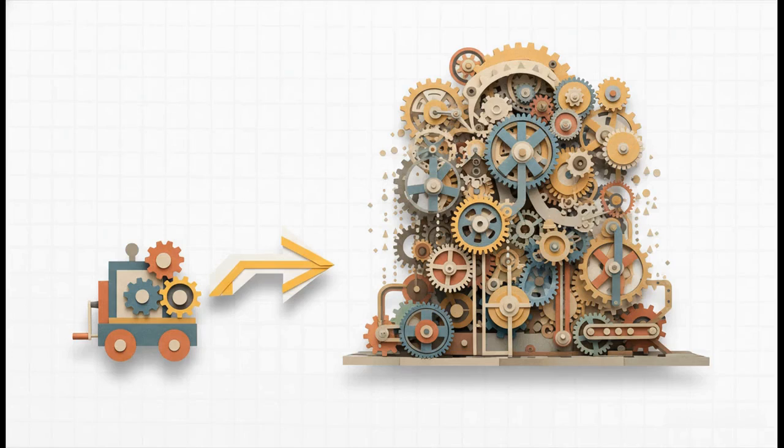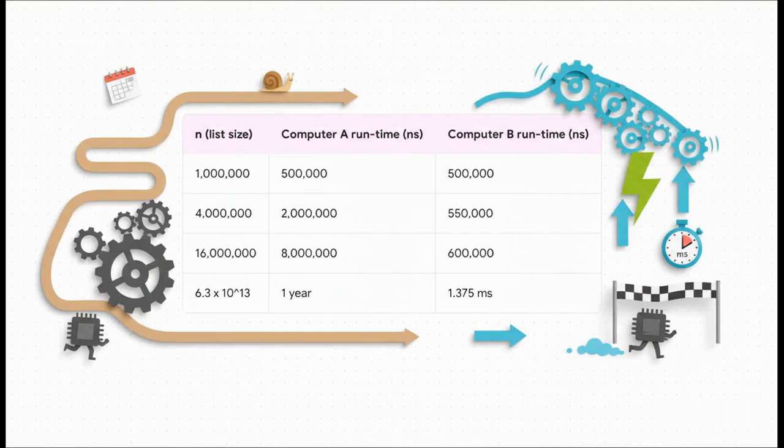But here's the thing. What happens when we scale this up? When we stop giving them these tiny little jobs and throw a real-world challenge at them with a massive amount of data? Well, as that list gets bigger, something absolutely wild starts to happen. That pokey little computer B, it doesn't just catch up. It actually starts to pull ahead.